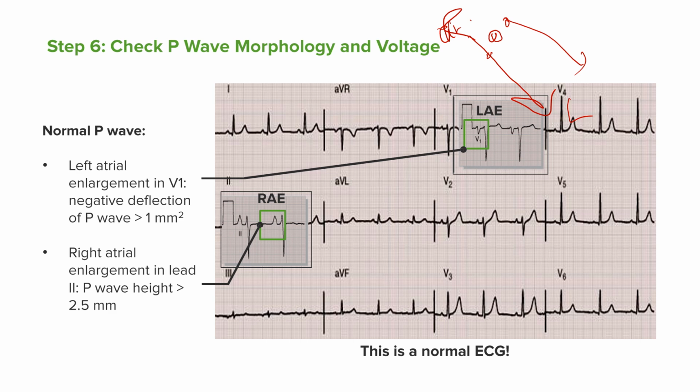So P waves can have a vertical uplift, and this is normally seen in right atrial dilatation or enlargement. It is also known as P pulmonale. In respiratory or pulmonary patients, you can see this. And it can be biphasic in lead V1 with a more negative wave in lead V1. This is known as P mitral, seen in left atrial dilatation.